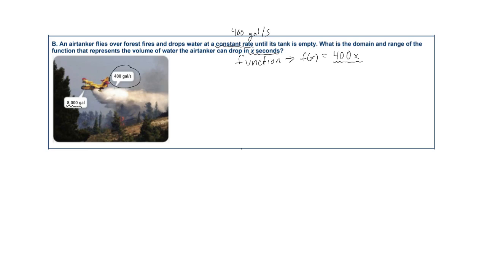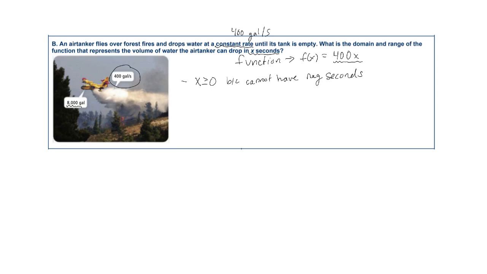All right, so let's try and find our domain first. Okay, now our domain is represented by x seconds. Okay, so can you have any negative seconds? No, you can't. Okay, so our domain has to be at least x is greater than 0, because you cannot have a negative amount of seconds. We can't have negative time.